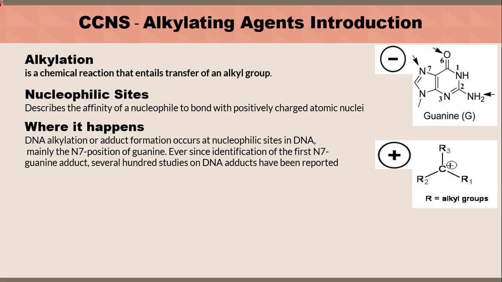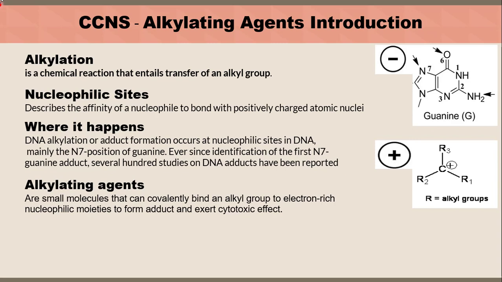Alkylating agents are small molecules that can covalently bind an alkyl group to electron-rich nucleophilic moieties and exert a cytotoxic effect. As you can see in the guanine structure, the N7 and O6 positions have negative charges because they are electron-rich sites, which represent the nucleophilic sites. The alkyl groups, which are positively charged, favor binding with N7 or O6 in the guanine nucleotide base.